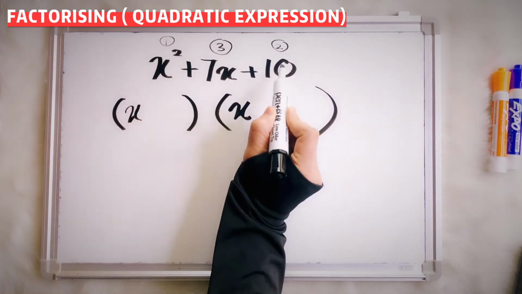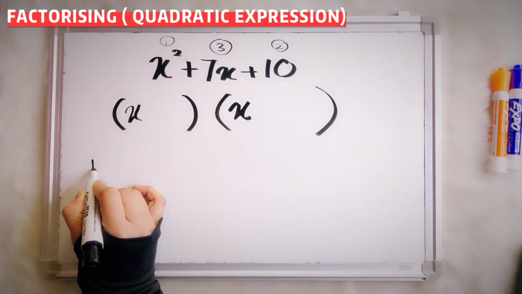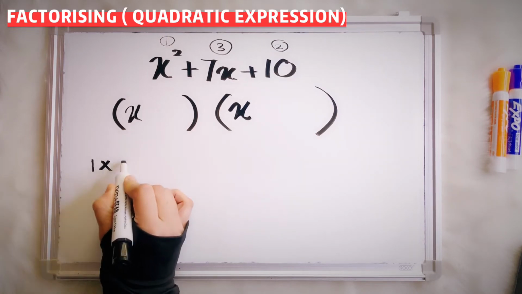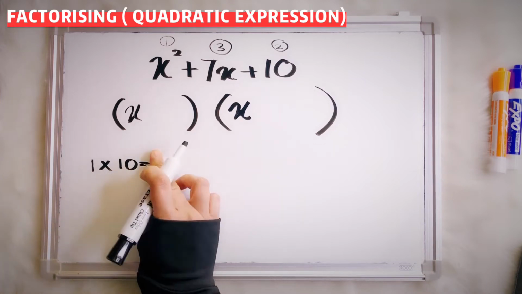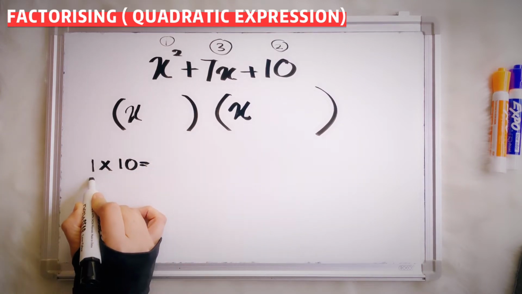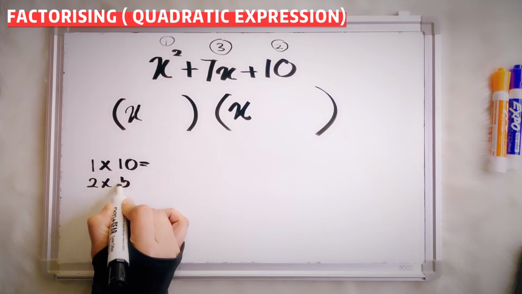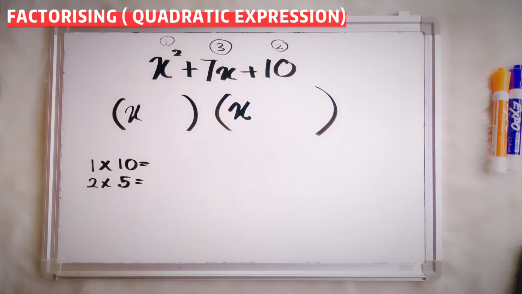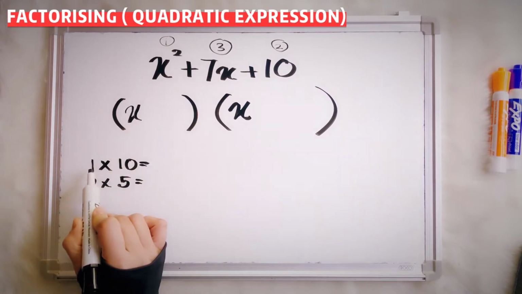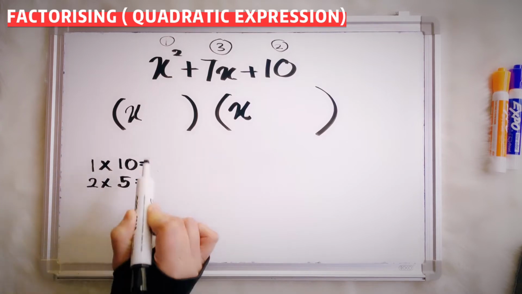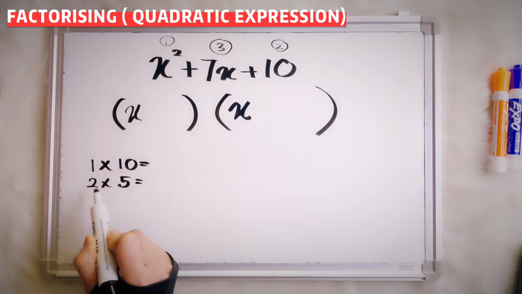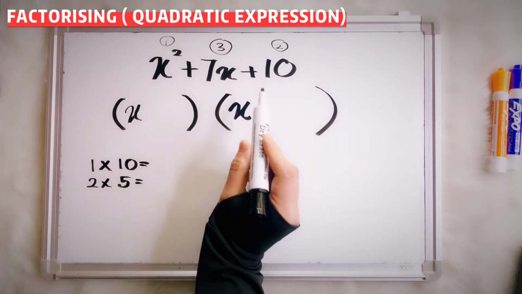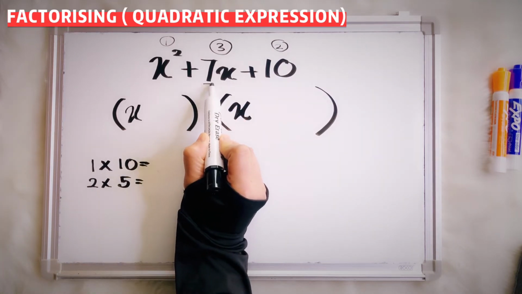Now for 10, you have to list down all the factors. 1 times 10 equals 10, right? And 2 times 5 is also 10. Okay, now we have the factor numbers, 1 and 10, 2 and 5, but we have to check which pair gives us 7.